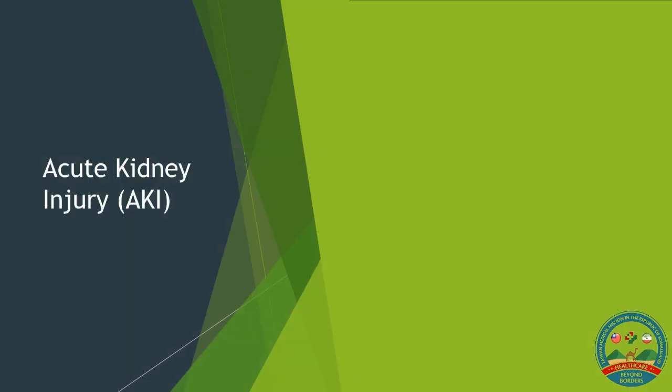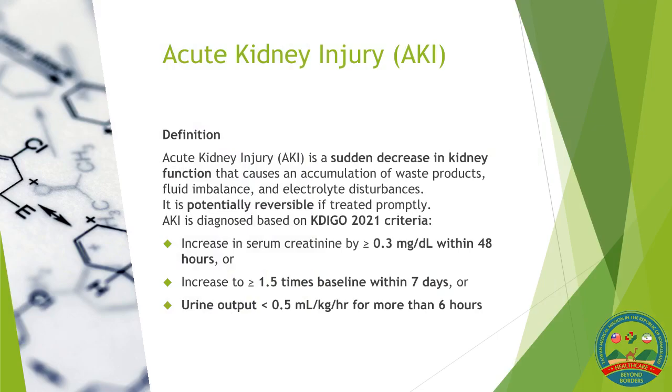Next, let's move on to acute kidney injury, or AKI. This is one of the most common and serious problems in the ICU. It happens suddenly and can affect how the body handles fluids and waste. In the next few slides, we'll look at what causes AKI, how to recognize it early, and the key points for nursing care. Acute kidney injury means a sudden drop in kidney function. When this happens, waste and fluid build up, and electrolytes become imbalanced. The good news is, AKI is often reversible if treated early.